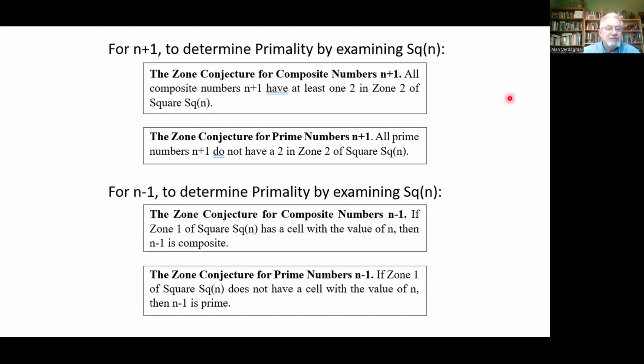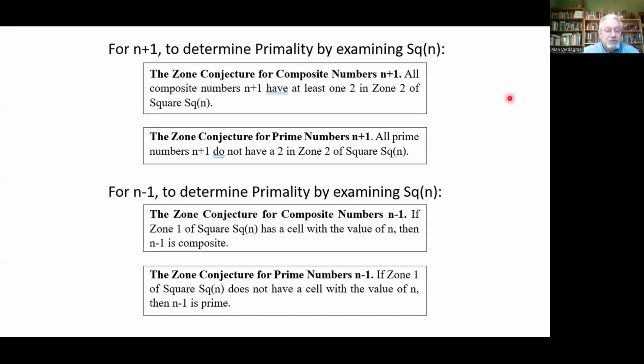And so the conjecture basically states that we only need to look at zone 2 to determine if the number n plus 1 is prime or composite. If a 2 exists in zone 2, then that number n plus 1 is going to be composite. And if there are no 2s, then n plus 1 is going to be prime. So we've simplified it down to just examining a single zone in order to determine if n plus 1 is prime or composite.